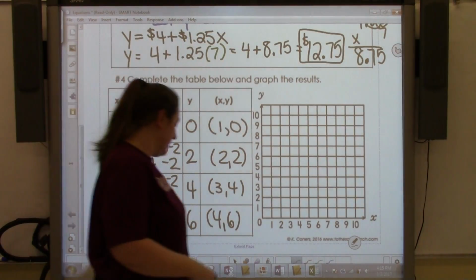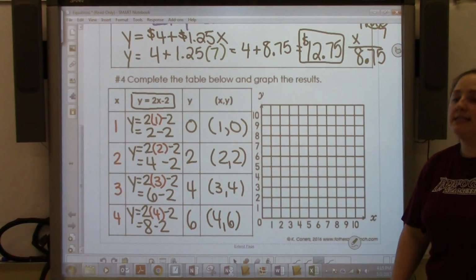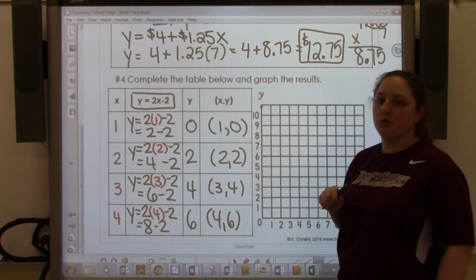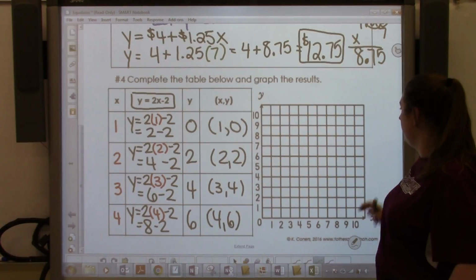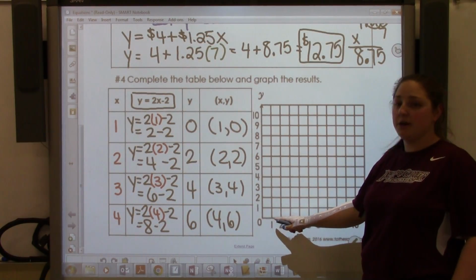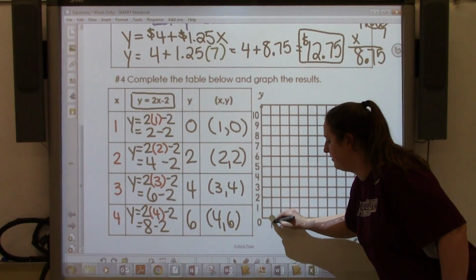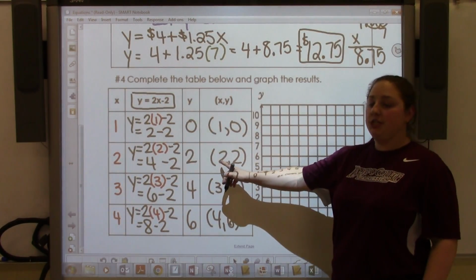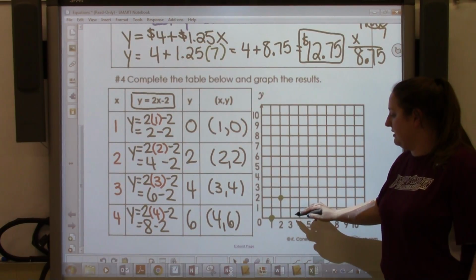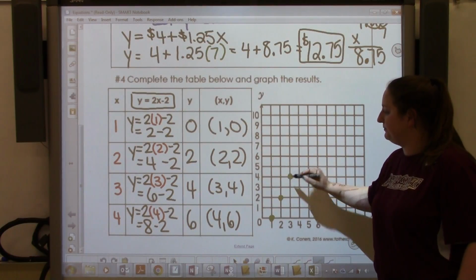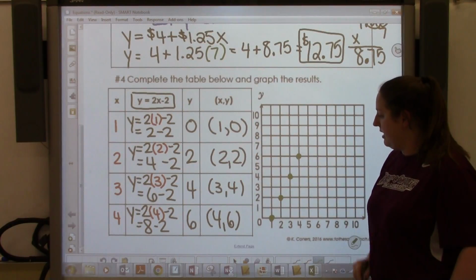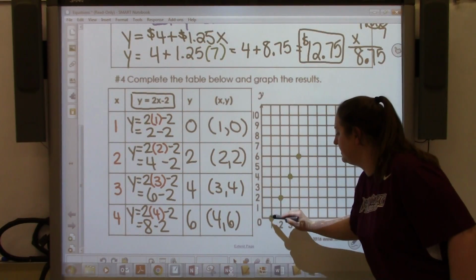All right, guys. Last but not least, we just need to graph these points and draw a line through them. Again, this is your x value and this is your y value. x is your horizontal and y is your vertical. So we're going to go over to 1, but up to, well, 0. So that means we're going to stay right on the line. The next point is 2, 2. I go over to 2 and up to 2. The next point, 3, 4, over to 3, up to 4. And last one, over to 4, up to 6. Last but not least, I just need to connect my dots.